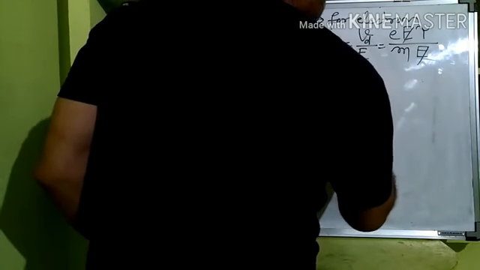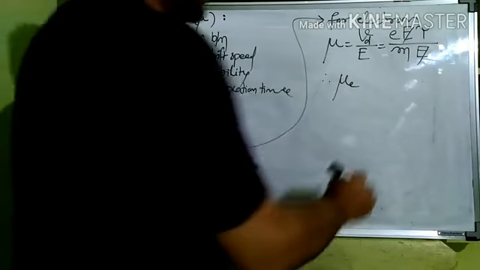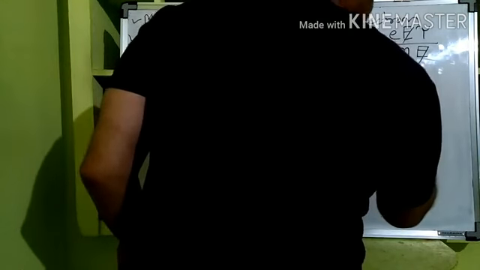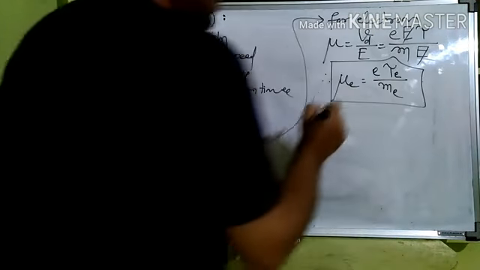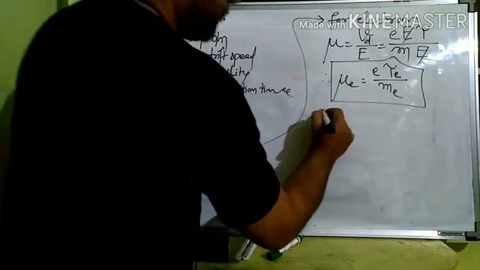For electron, μ is equal to Vd by E. Vd is eτ/m, divided by E. E got cancelled, therefore eτ/m. Let us say the mobility for electron is μe. I am writing μe is equal to e times the relaxation time for electron divided by the mass of electron. Clear? Similarly, for hole.